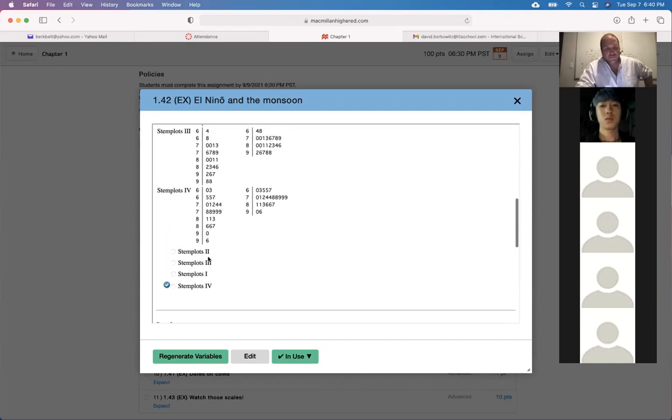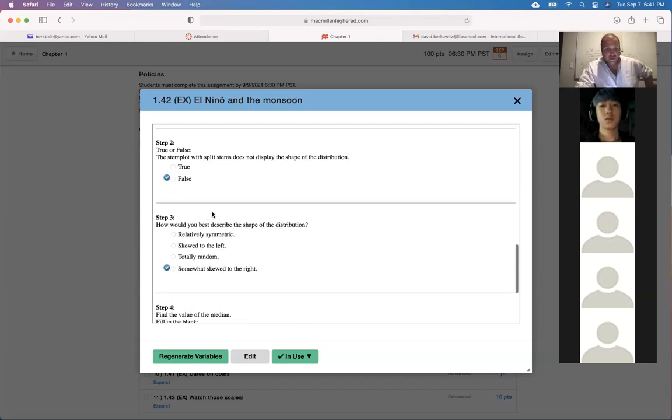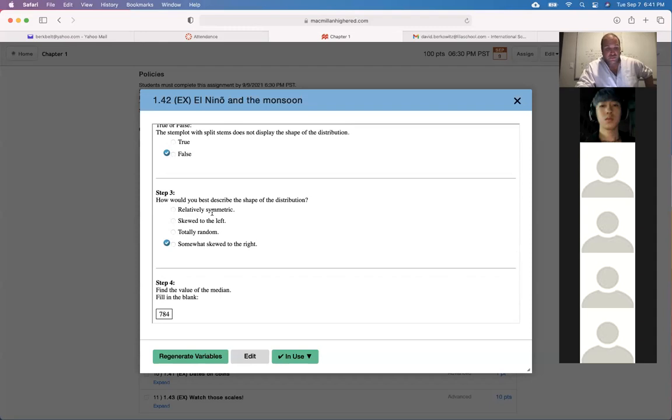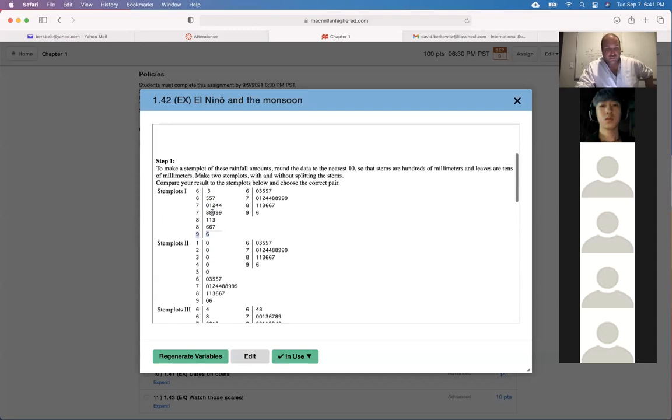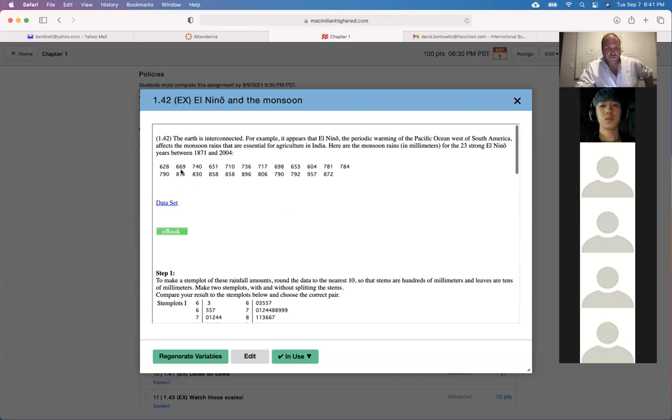Find the value of the median. Well, how many data points are there? 1, 2, 3, 4, 5, 6, 7, 8, 9, 10, 15, 18, 21, 22, 23 data points, which means which one is going to be the one in the middle? The 12th. So 7, 8, which is of course 780, would be the median, right? But they want the actual value of the median back with the original data, not with a stem plot. So which one rounded to 780? This one here, 784, the second one. Okay. Does that make sense?